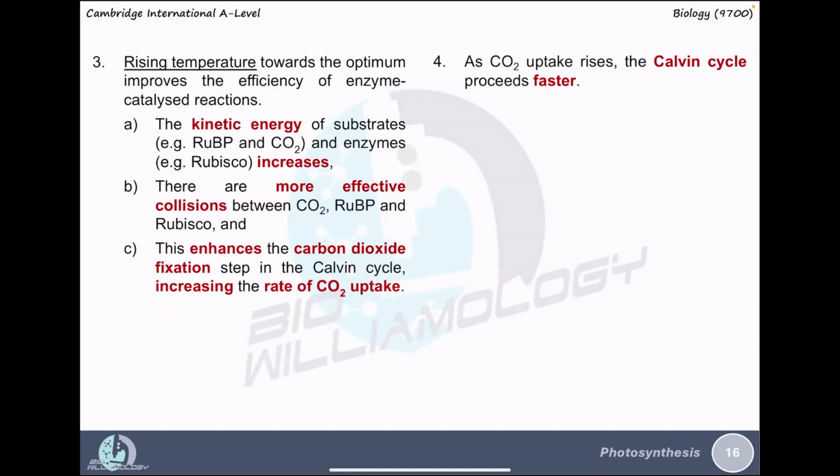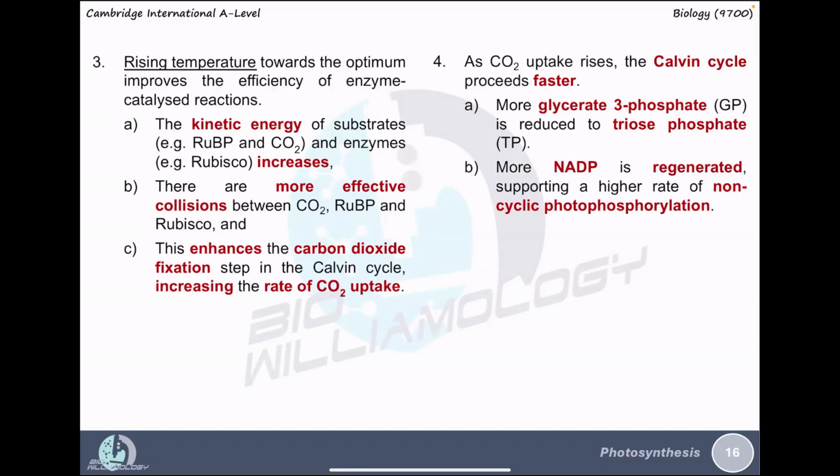As CO2 uptake increases, the Calvin cycle proceeds faster, and more GP is reduced to TP, and more NADP is regenerated, supporting a higher rate of non-cyclic photophosphorylation, and therefore increasing O2 production through the photolysis of water. Again, here we focus on non-cyclic photophosphorylation because only non-cyclic photophosphorylation can produce oxygen through photolysis of water.